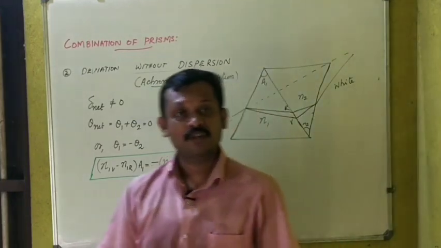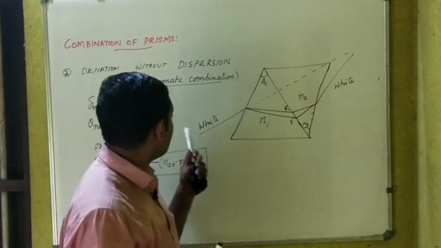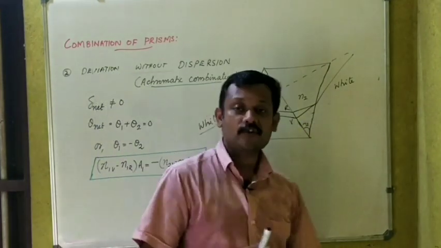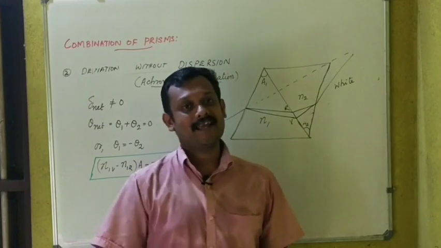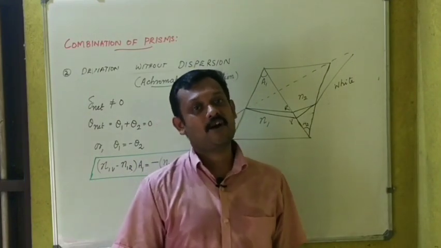Achromatic means no color. What entered here is white light, and what comes out here is also white light. So this is what we had regarding the combination of prisms.